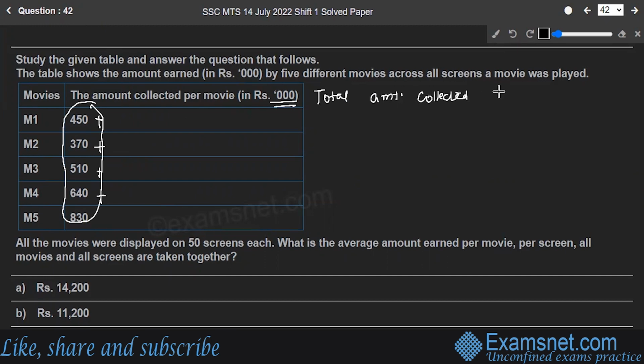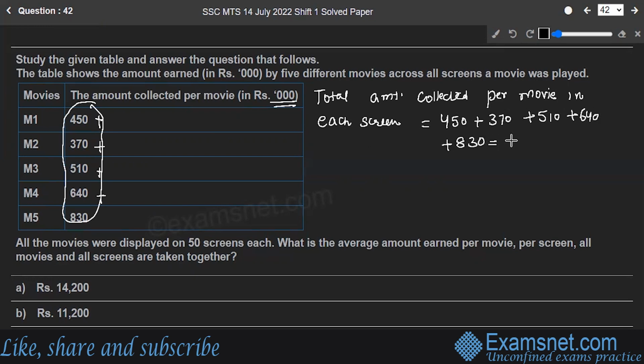amount collected per movie in each screen is equal to 450 plus 370 plus 510 plus 640 plus 830. This is equal to a total of 2800. Since it's a multiple of 1000, 3 more zeros will be included, so it will be 28 lakh rupees. Correct? So this is the total amount collected for all the movies.